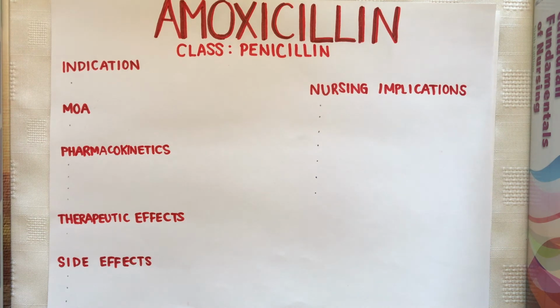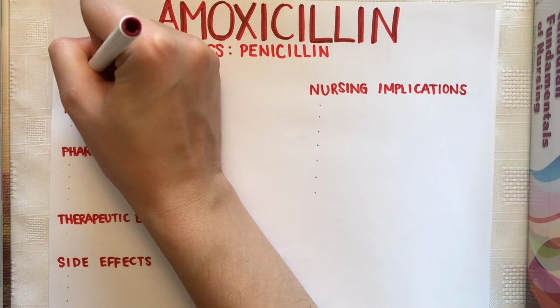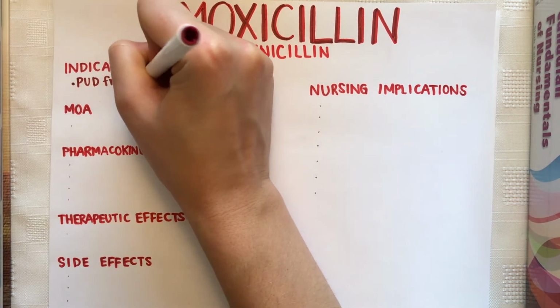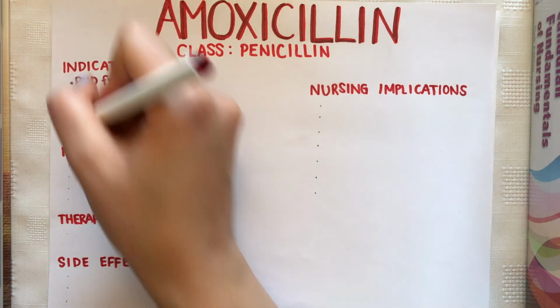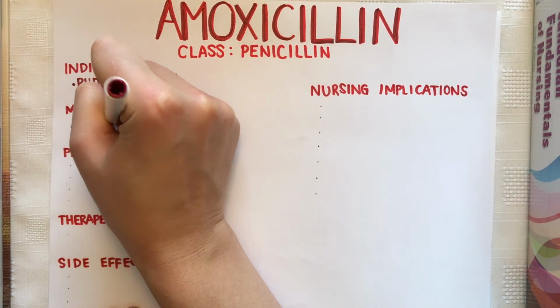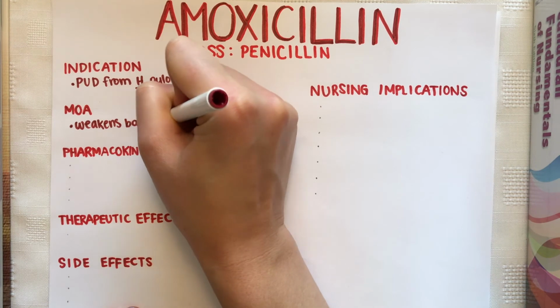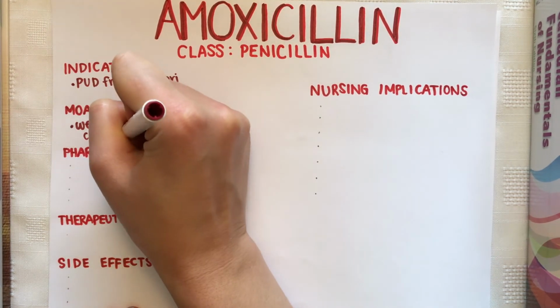A broad-spectrum antibiotic to treat this infection is amoxicillin from the class penicillin. The indication is to treat peptic ulcer disease from Helicobacter pylori. This drug weakens the cell wall of the bacterium and allows water to enter, killing the bacterium. Human cells do not have cell walls, so this does not affect the body's cells.